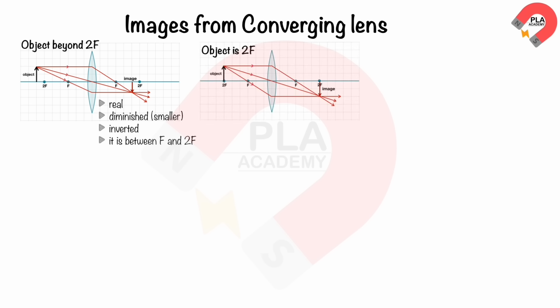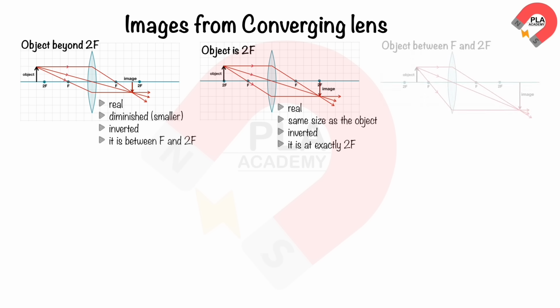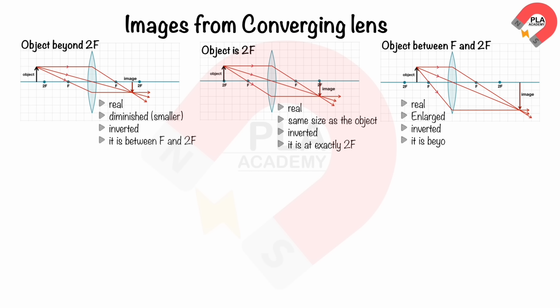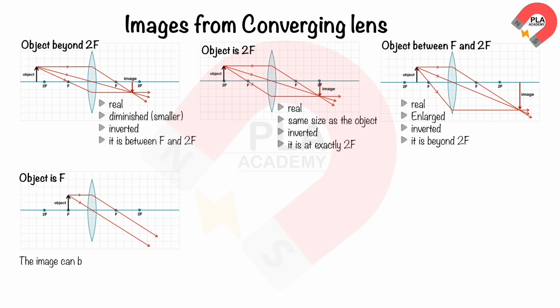When an object is at 2f, the image is real, the same size as the object, inverted, and it is at exactly 2f. When an object is between 2f and f, the image is real, enlarged, inverted, and it is beyond 2f. When an object is at f, the image cannot be focused, because the rays are parallel and do not meet together.